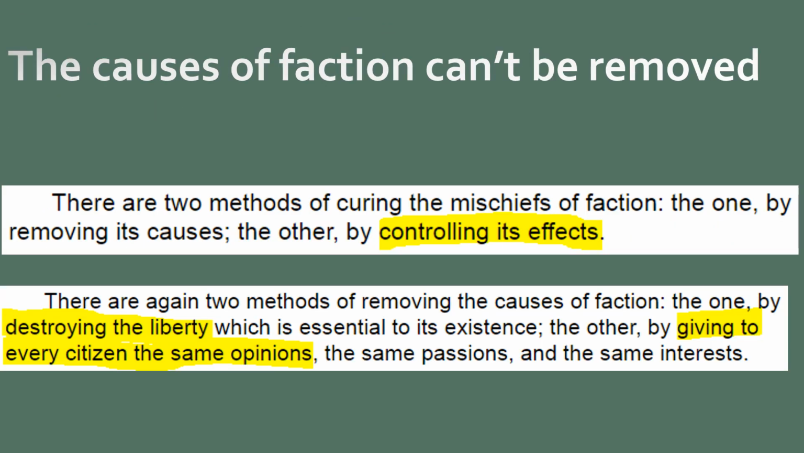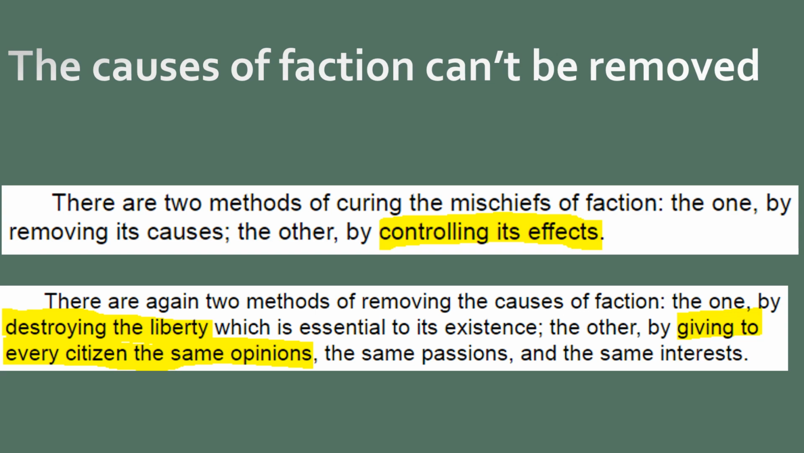Here, this is Madison again, he says there are two ways that we can cure the mischief or the problems of factions. One, remove the causes, the other, control its effects. When he talks about removing the causes of factions, so the causes of us grouping off, he says we could either destroy the liberty essential to its existence, meaning we could just outlaw that and say you legally are not allowed to form groups. You cannot have a political party, you can't have an interest group, you can't have a union, but that would be really bad. I'm not going to show you that paragraph, but he goes on to talk about how that's worse than the problem of factions if we actually took that liberty away. So he says that's not even a choice.